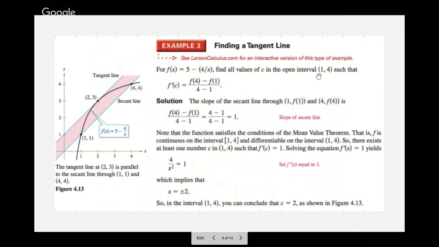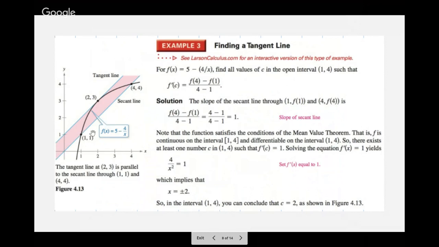Well, they gave us the two endpoints, when the interval is 1 to 4. So what happens when you plug in a 1 in the original function? Here it is, 5 minus 4 over x. So 5 minus 4 over 1 is going to be 1. So that y coordinate is 1. What happens when you're at 4? 4 over 4 is 1, 5 minus 1 is 4. So we've got the point (1, 1) and the point (4, 4).